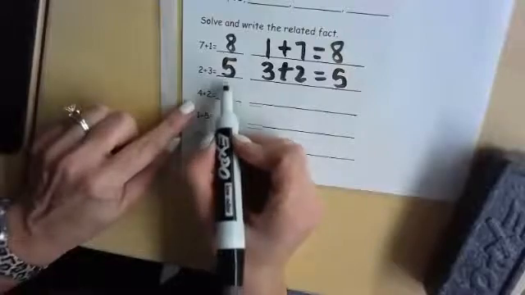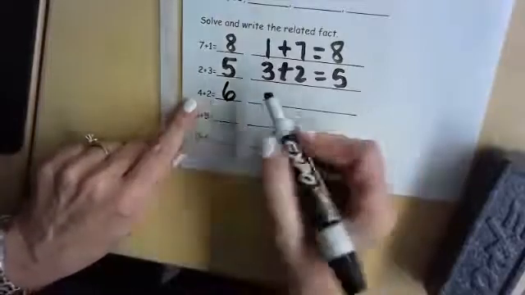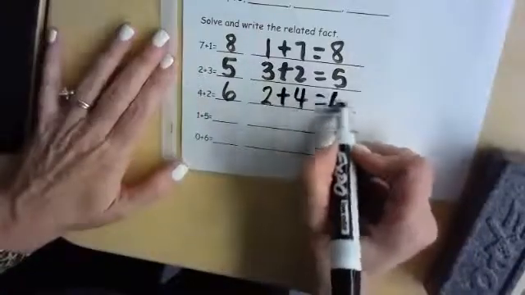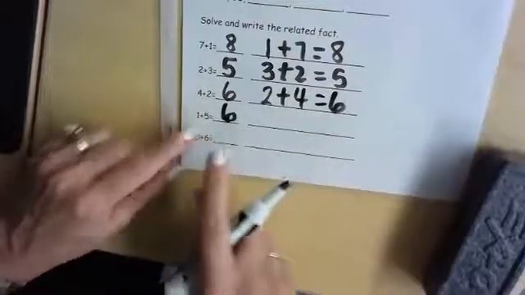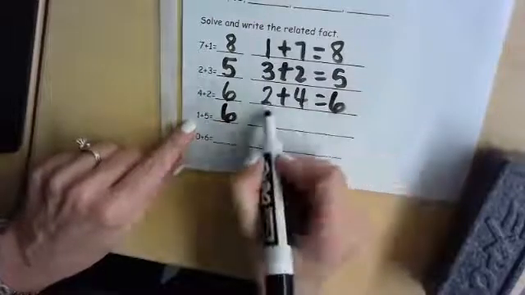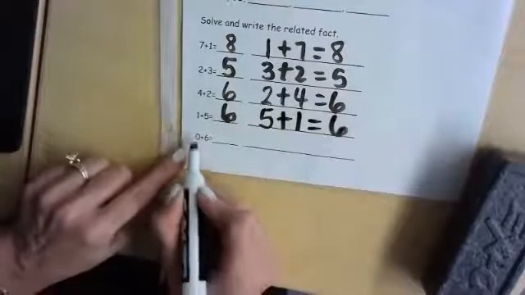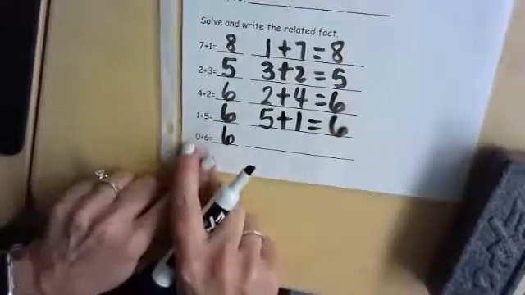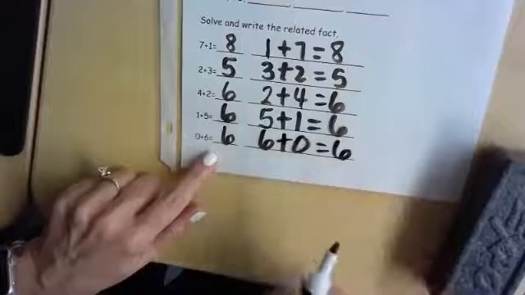4 plus 2 equals 6. If we switch these addends and put the 2 first, 2 plus 4, it still equals 6. 1 plus 5 equals 6. If we switch these 2 around, the 2 addends, it's still going to equal 6. 5 plus 1 equals 6. And 0 plus 6 equals 6. Even if we switch these 2 around and put 6 plus 0, it is still going to equal 6.